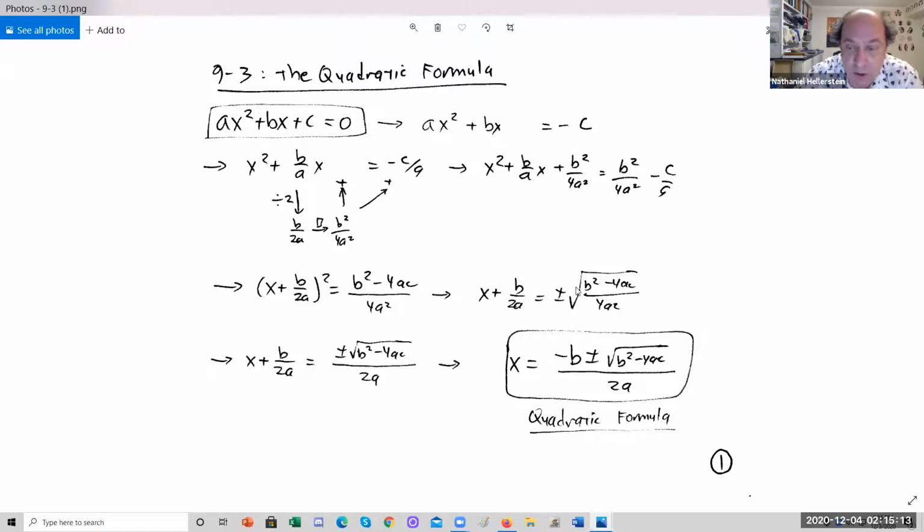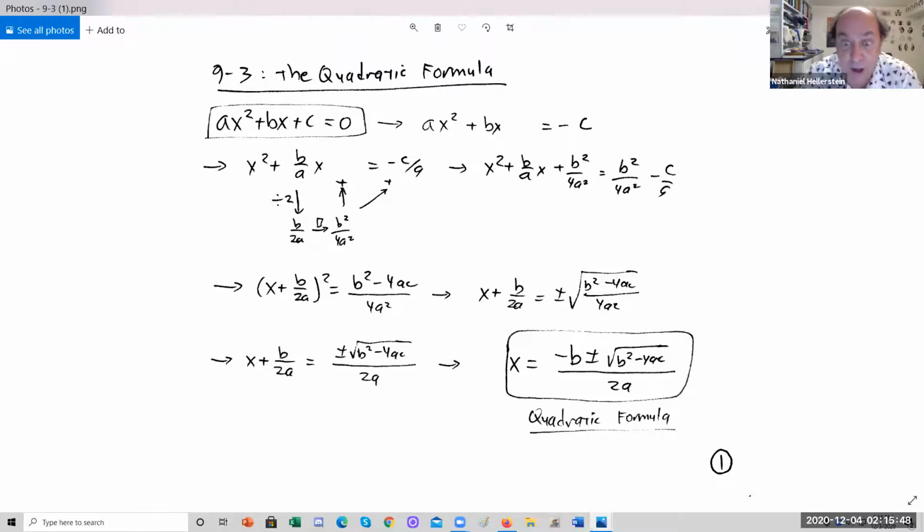Now, okay, if you distribute the square root between the top and the bottom, on the bottom you get the square root of 4a squared, which is 2a. So x plus b over 2a is plus or minus root b squared minus 4ac, all that over 2a. Now, then you subtract b over 2a from both sides and get x equals negative b plus or minus root of b squared minus 4ac, all that divided by 2a. We put it over a common denominator of 2a to make it a little more compact. That's the quadratic formula.